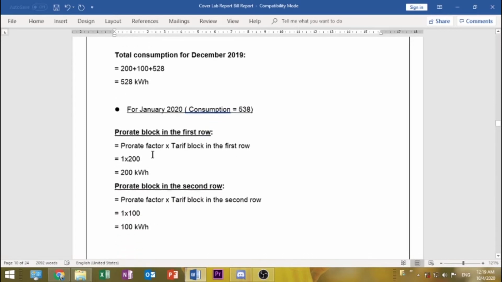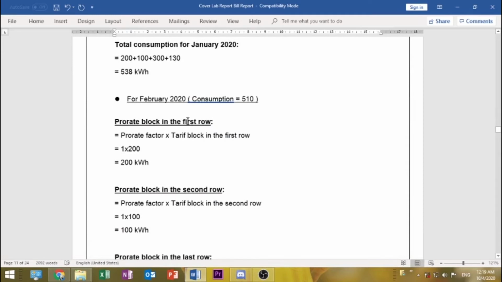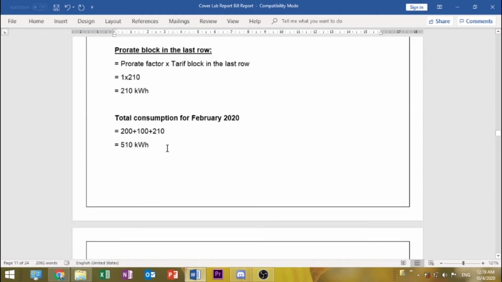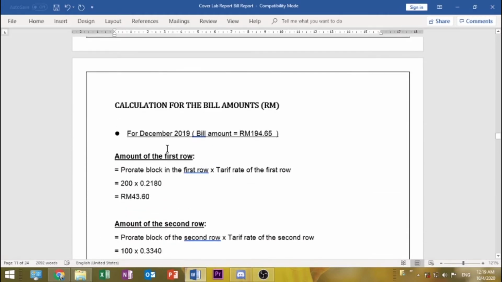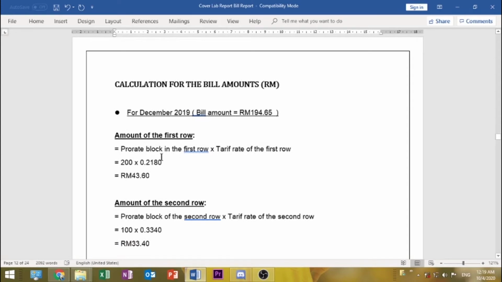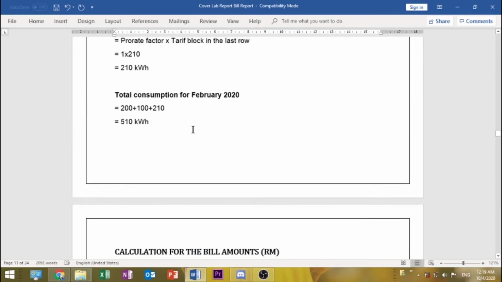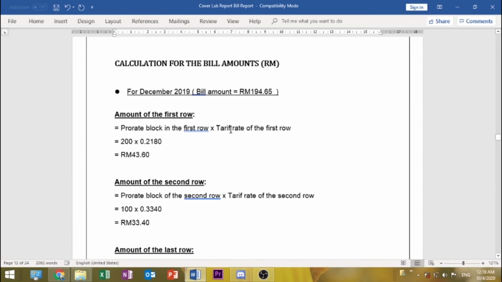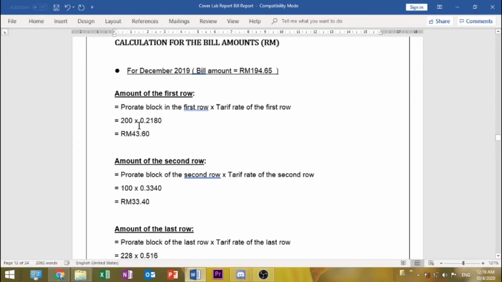As you can see, I did the same method for January and December. I took the prorate factor and times it with the tariff block in the respective rows. For the bill amounts, I took the prorate block that I counted in the upper calculations and times it with the tariff rate of each row. For example, for December, I took the 200 prorate block and times it with the tariff rate of the first row, which was 0.218 ringgit, and I got 43 ringgit 60 cents.